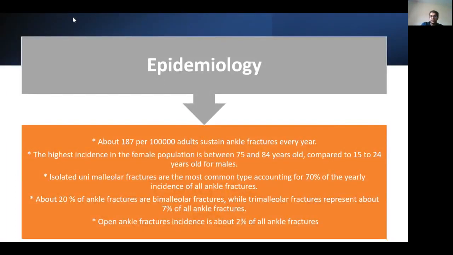About 187 per 100,000 adults sustain ankle fractures every year. The highest incidence in the female population is between 75 and 84 years of age, compared to 15 to 24 years old for males. Isolated unimalleolar fractures are the most common type and account for 70% of the yearly incidence of all ankle fractures. About 20% of ankle fractures are bimalleolar fractures, while trimalleolar fractures represent about 7% of all ankle fractures. There are also open ankle fractures, with an incidence of about 2% of all ankle fractures.